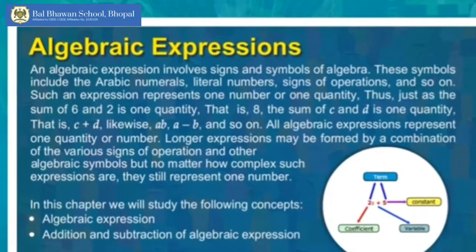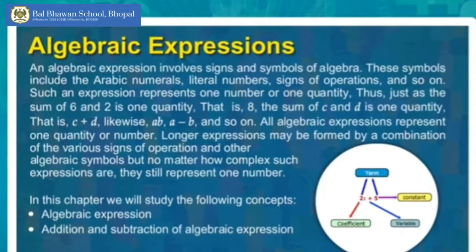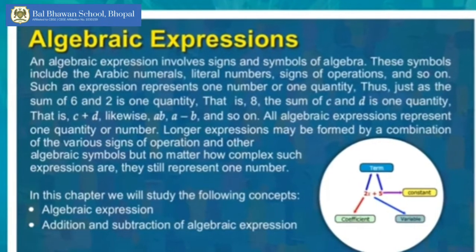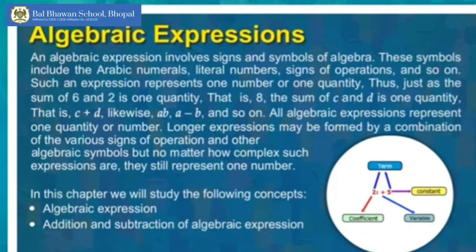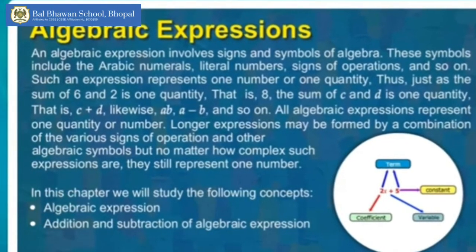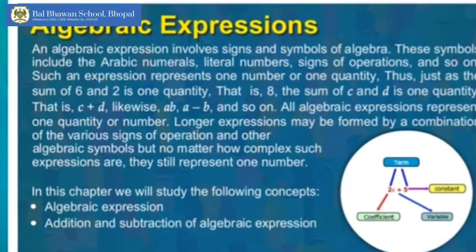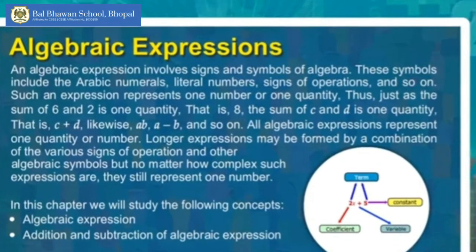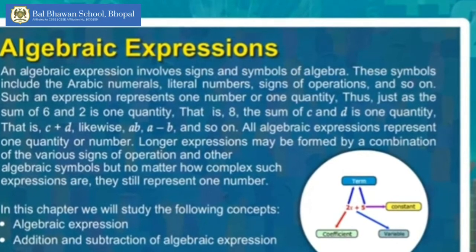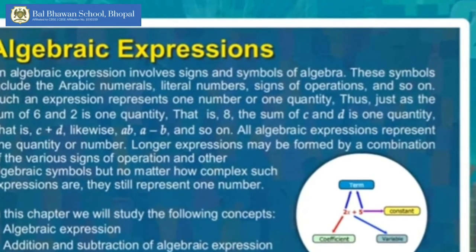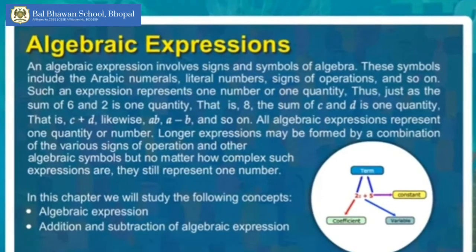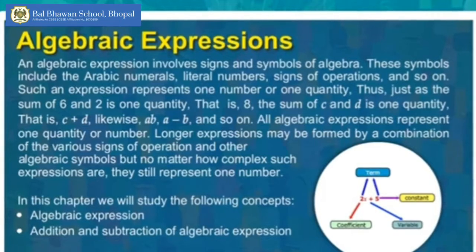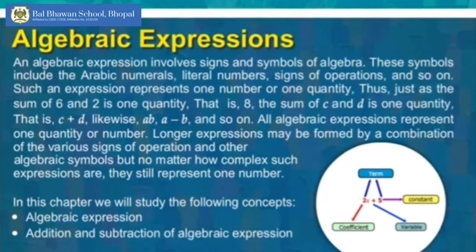Thus, just as the sum of 6 and 2 is one quantity, that is 8, the sum of C and D is one quantity, that is C plus D. Likewise, we can get AB, A minus B, and so on. All algebraic expressions represent one quantity or number. Longer expressions may be formed by a combination of various signs of operations and other algebraic symbols, but no matter how complex such expressions are, they still represent one number.